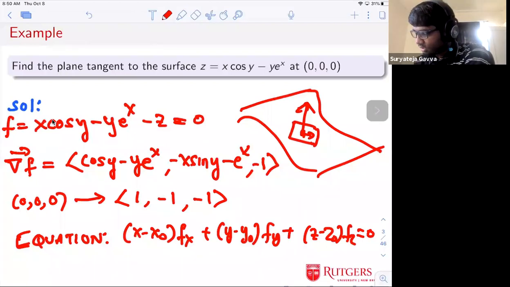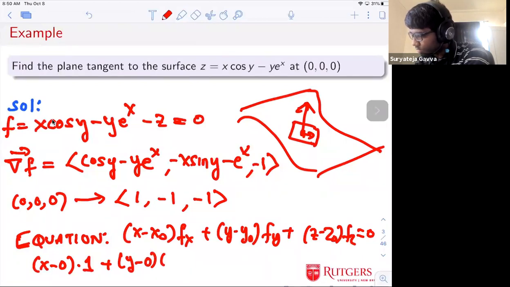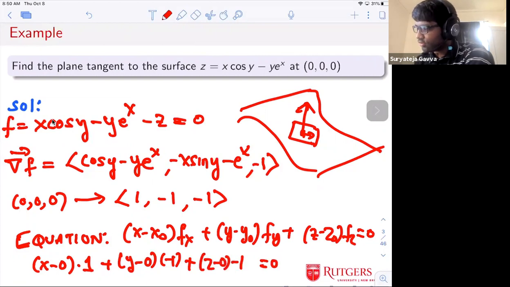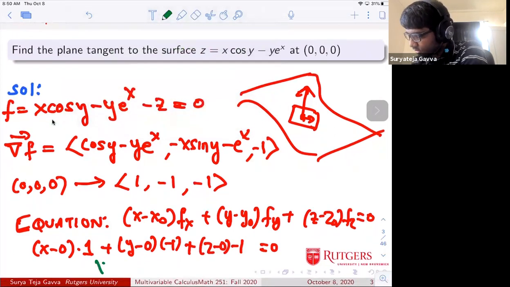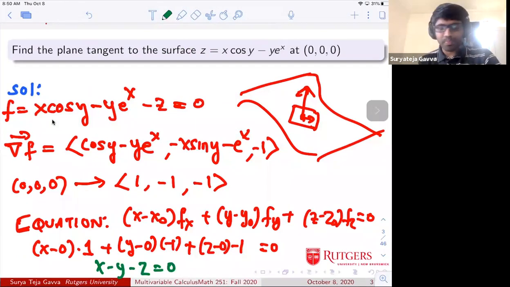So let's see what you get. x minus 0 times 1 plus y minus 0 times minus 1 plus z minus 0 times minus 1 equals 0. If you simplify that, you get x minus y minus z equals 0. Okay, is that clear?